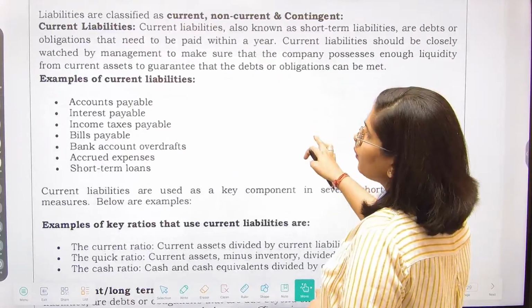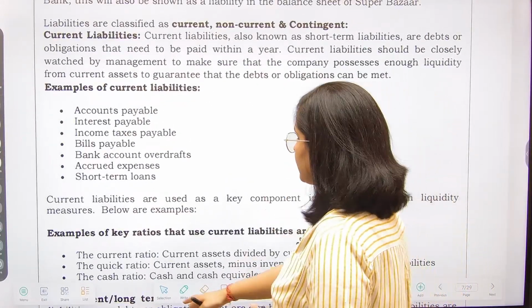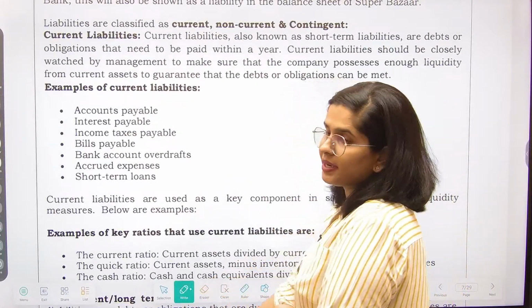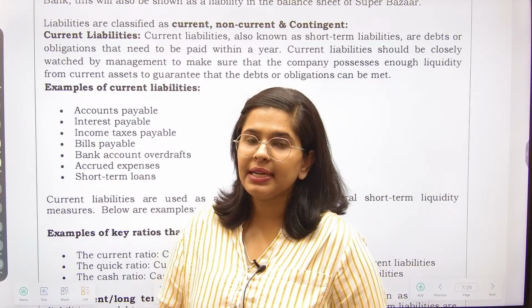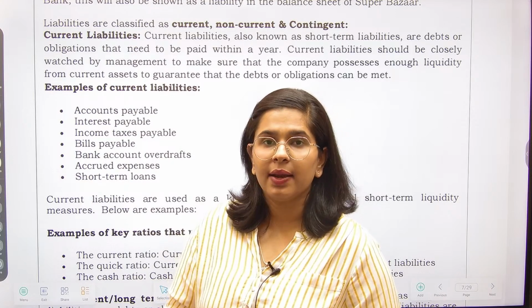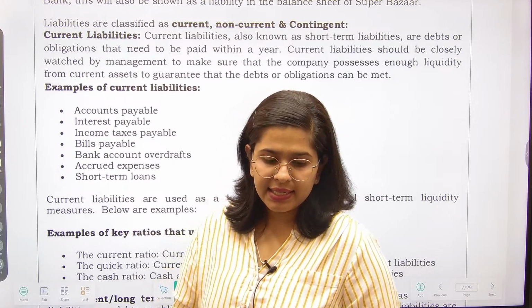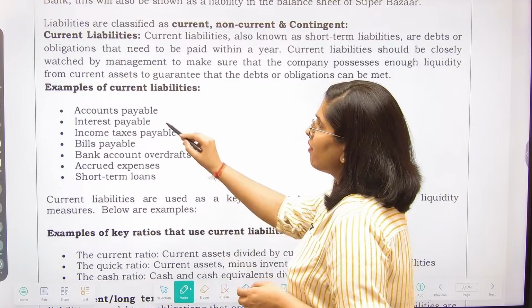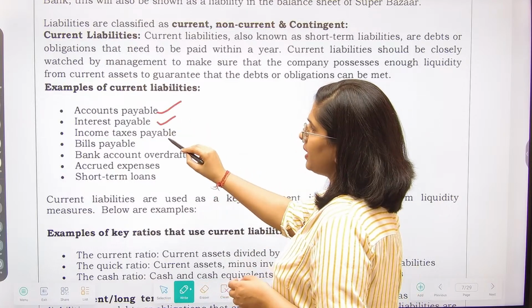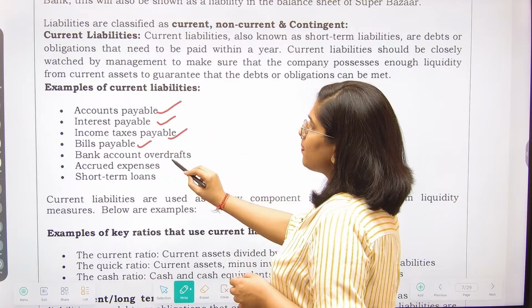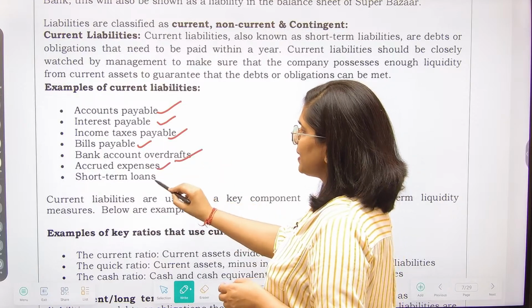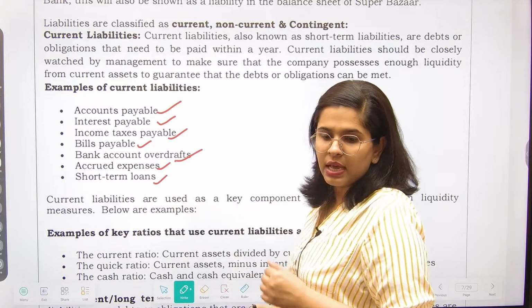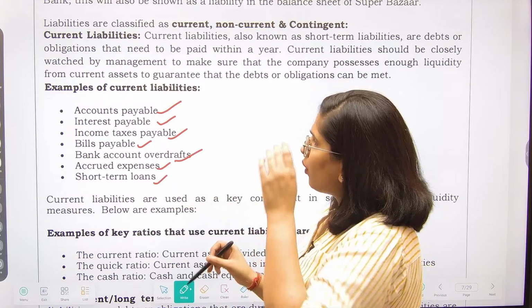ठीक? So what do we mean by current liabilities? Current liabilities are those liabilities which we need to pay within a period of 1 year. ऐसी liabilities जो आपको एक साल के अंदर अंदर pay करनी पड़ेंगी. Let's see what are those liabilities. So we have accounts payable, interest payable, income tax payable, bills payable, bank account overdrafts, accrued expenses, short term loans. So I'll make you understand a few out of this.